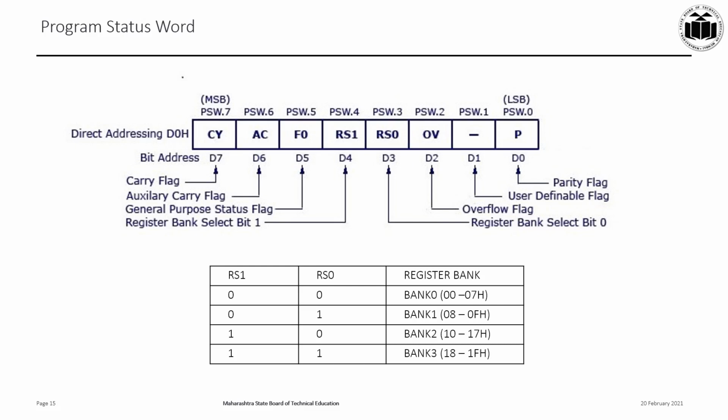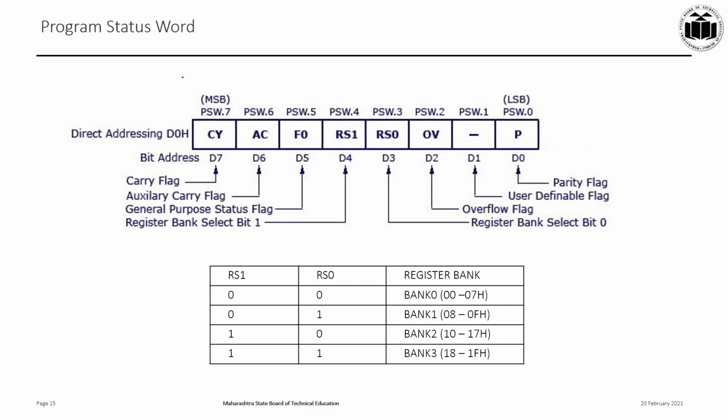The overflow flag, which is the D2 bit, is used in signed arithmetic operations. Overflow occurs when the result of the signed arithmetic operation is too large, so it cannot be stored in one register. It is used to detect the overflow in the signed arithmetic operations.